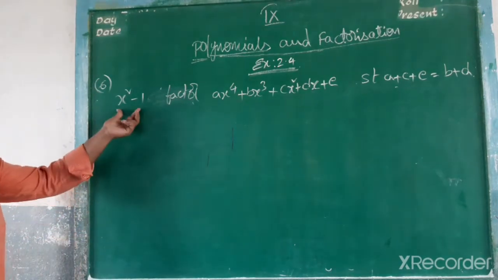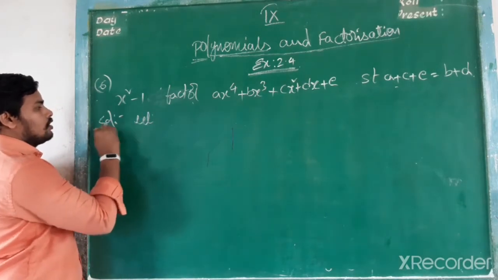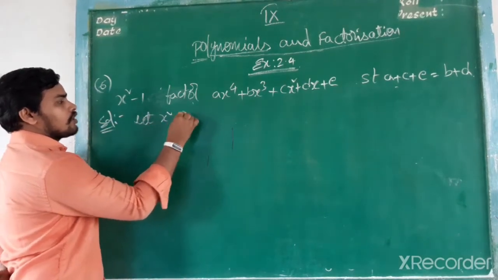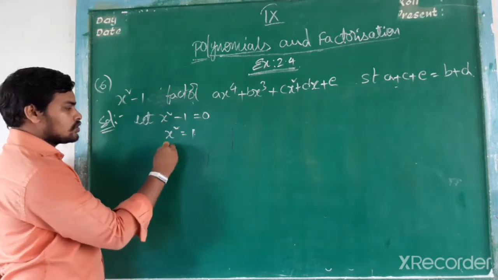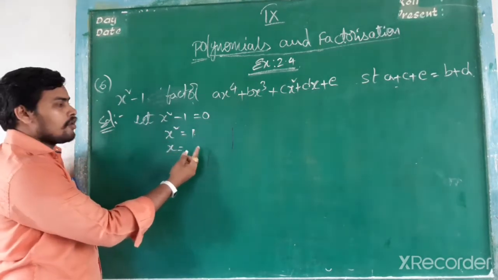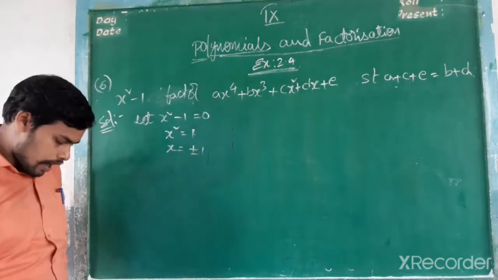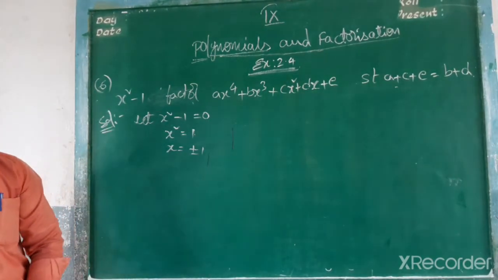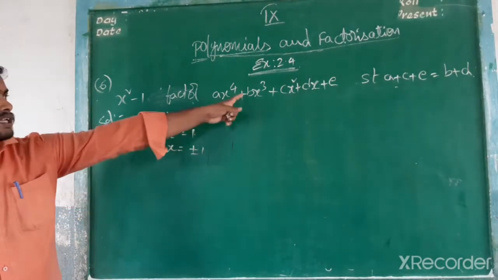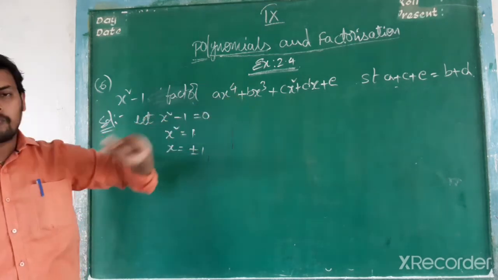Solution. Let x square minus 1 equal to 0. X square equal to 1. So x equal to square root of 1. Whenever a root value is there, you have to take plus or minus 1. Now simply substitute x equal to 1 in this polynomial and x equal to minus 1 in the polynomial.